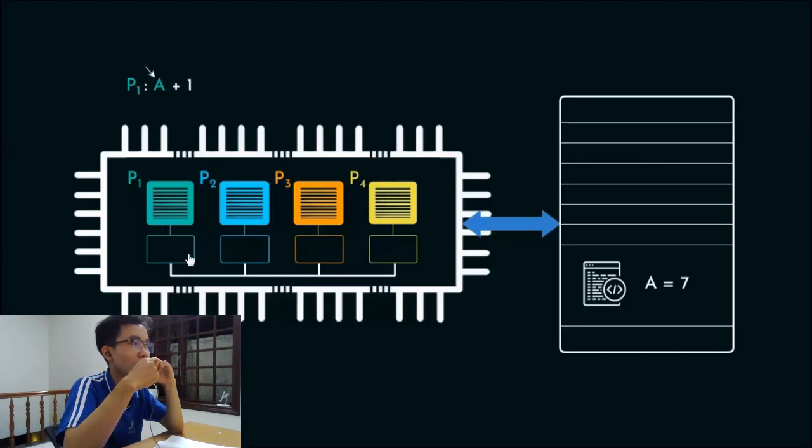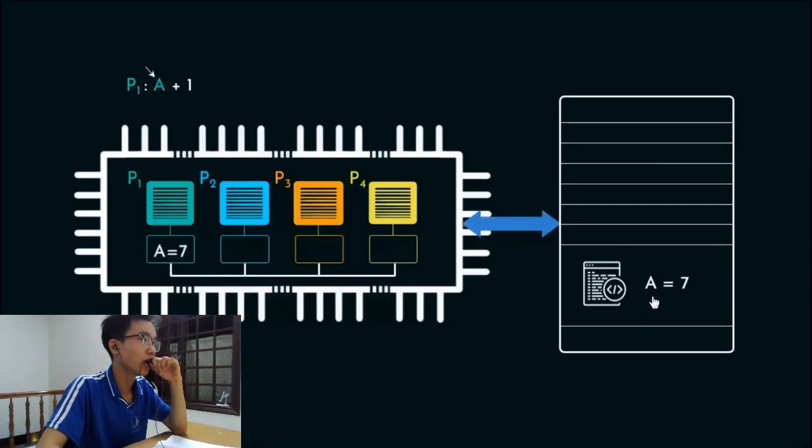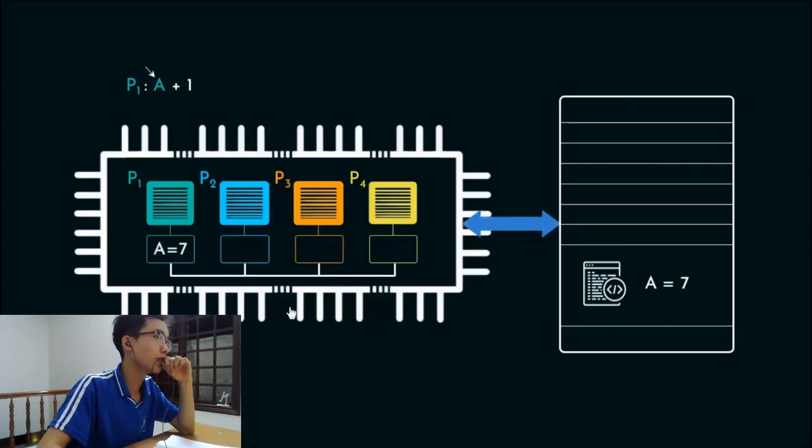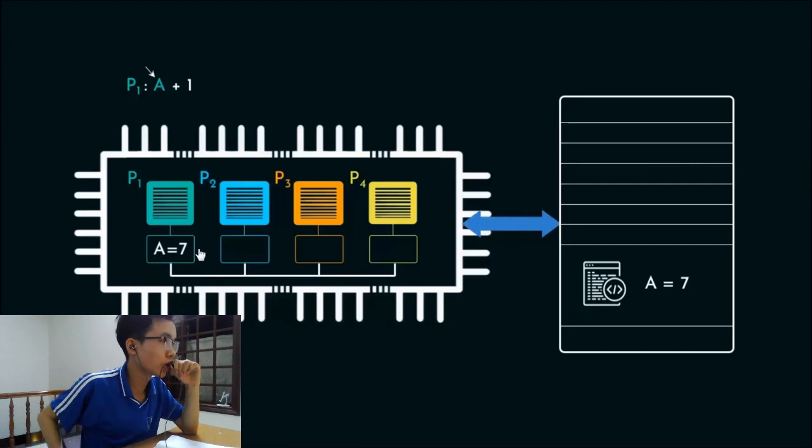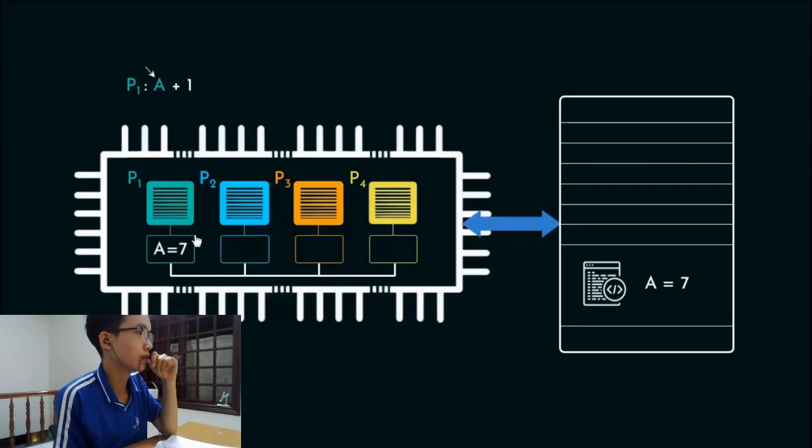Therefore, we go to the next level of the memory hierarchy, the main memory, bring the value of A from there, and put it in the private cache. Now, once we have the value of A inside the private cache, we can go ahead and perform the operation we wanted to perform. That means we increment the value of A by 1, making it 8. Also, suppose processor P2 wants to perform the operation A plus 2.